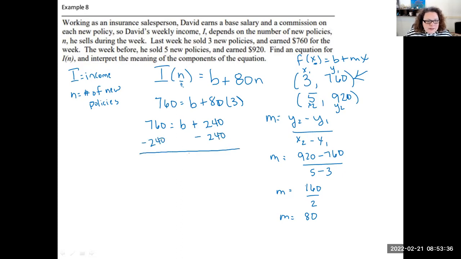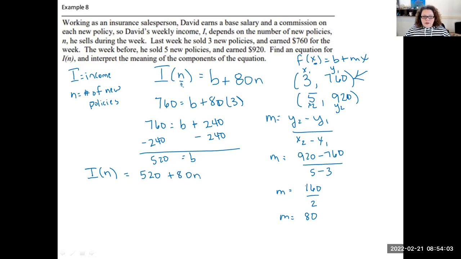And I get B is equal to 520. So that's his base salary. I can finish the function now. His income, based on the number of new policies he sells, is equal to his base salary of $520 plus $80 for every new policy he sells.